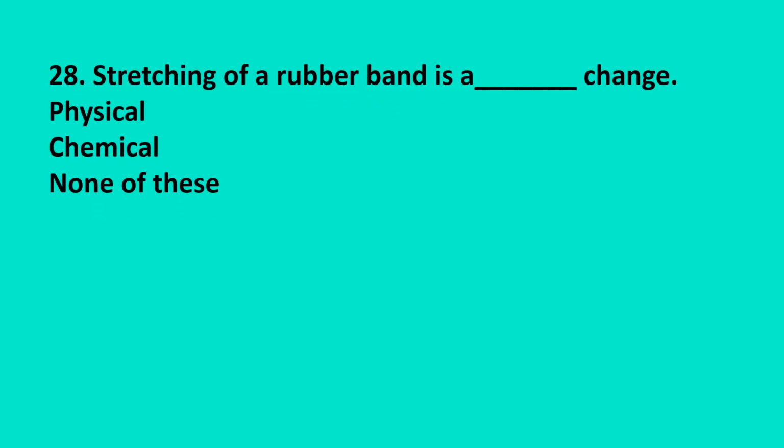Question number 28, and this is the last question. Stretching of a rubber band is a dash change. When we stretch a rubber band and when we leave it, it comes back to its original form. Only a little bit of stretching is there, otherwise it comes back to its original form. So it is physical change, chemical change or none of these. So the correct answer here is physical change, because no new object is formed and it is reversible. So stretching of a rubber band is a physical change.